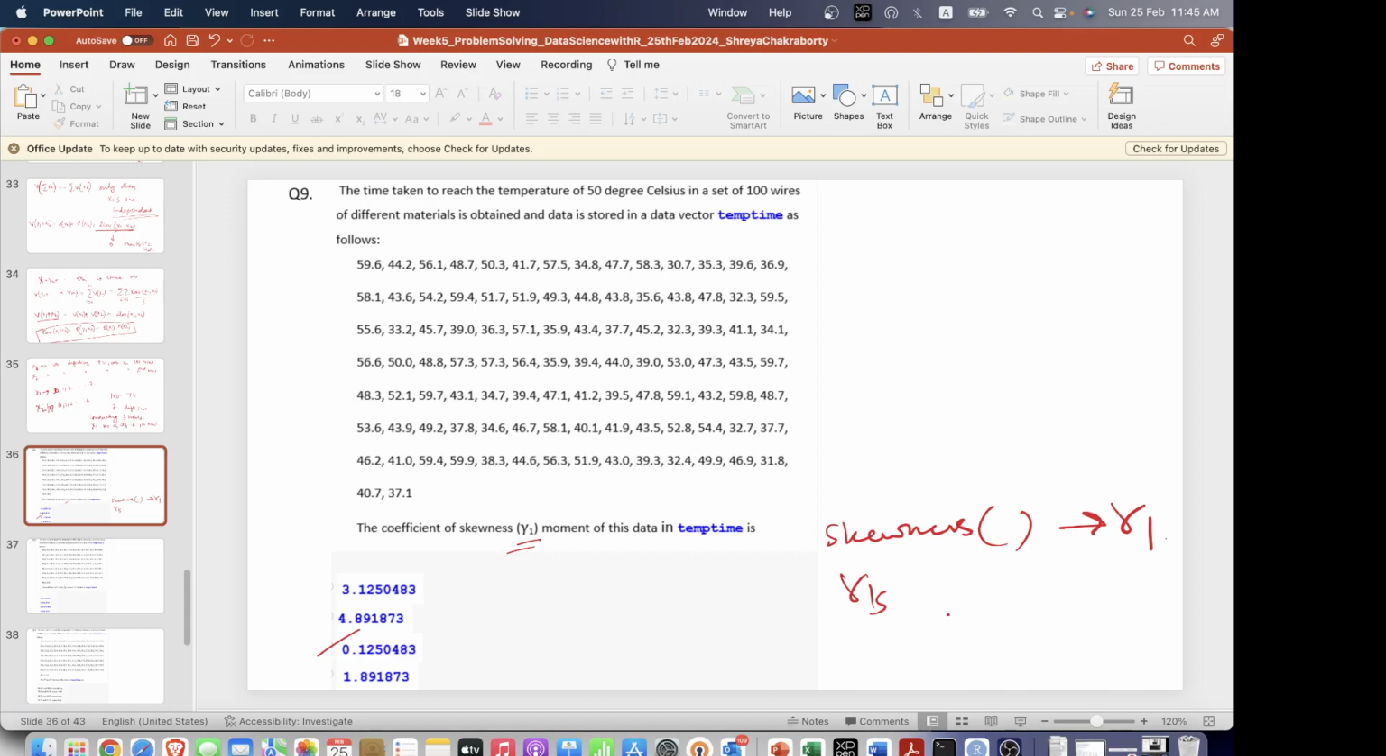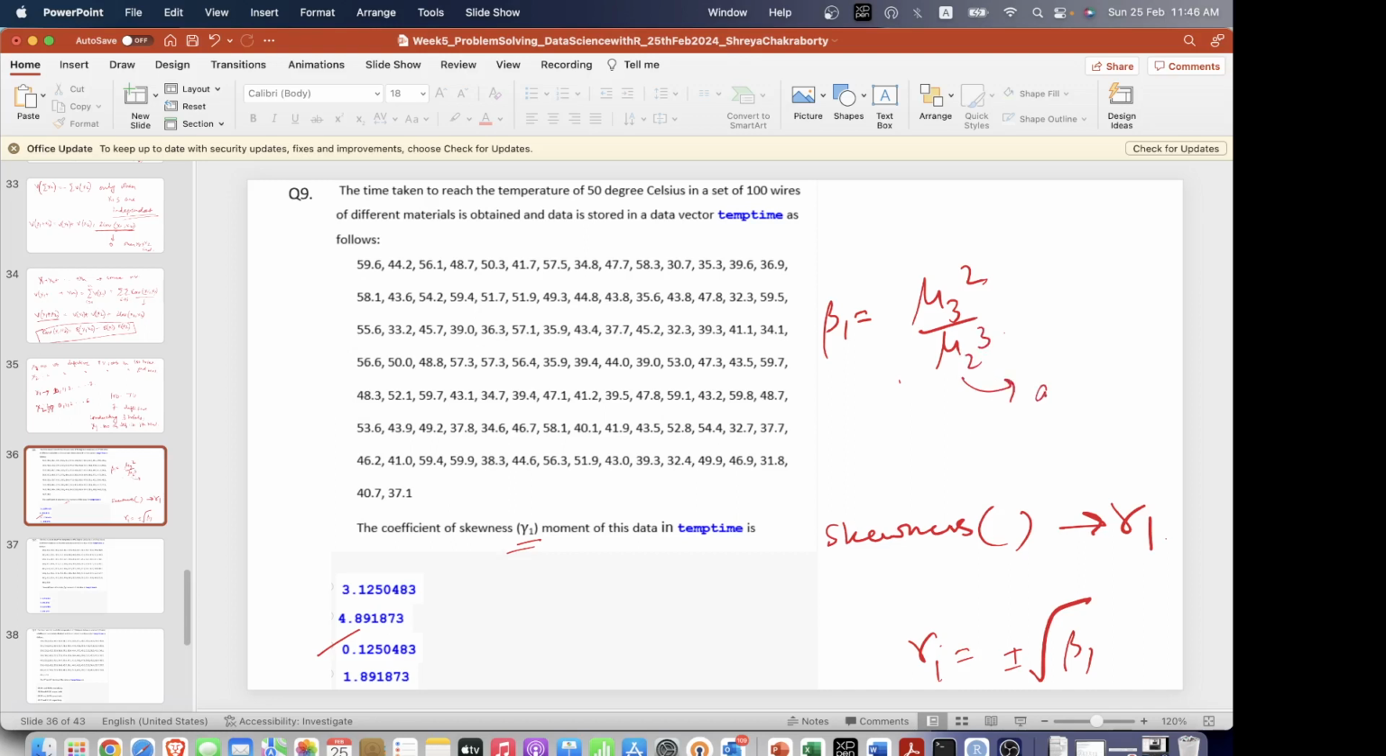So do you remember the relationship between gamma 1 and beta 1? Square root of beta 1. Yes. So gamma 1 is plus minus square root of beta 1, and beta 1 is given as mu 3 square by mu 2 cube, right?